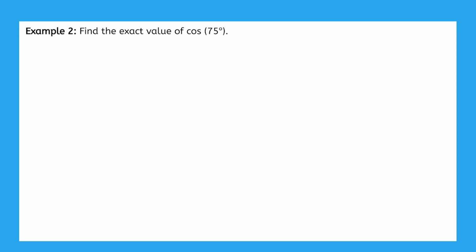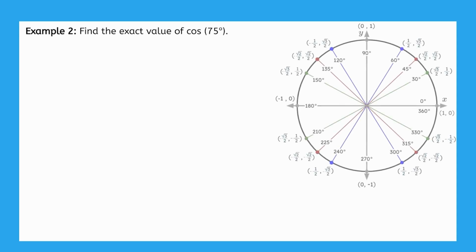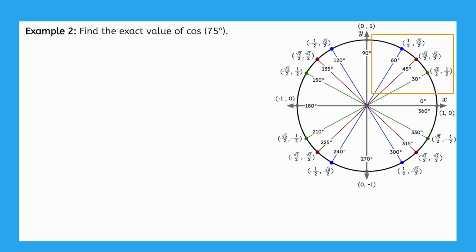Notice we can't approximate with a calculator because we're being asked for the exact value. So we must rely on the special angles on our unit circle for which we know the exact coordinates. Is 75 degrees one of our special angles? Between 0 and 90 degrees, we only have 30, 45, and 60. There's no 75. What do we do then?